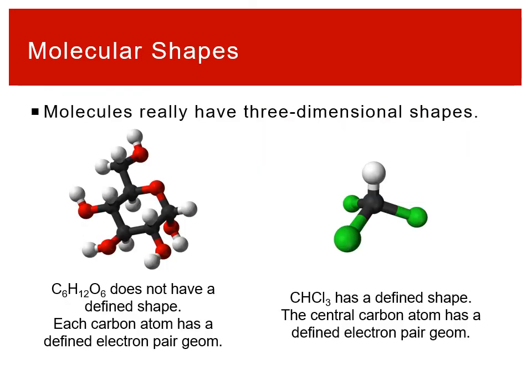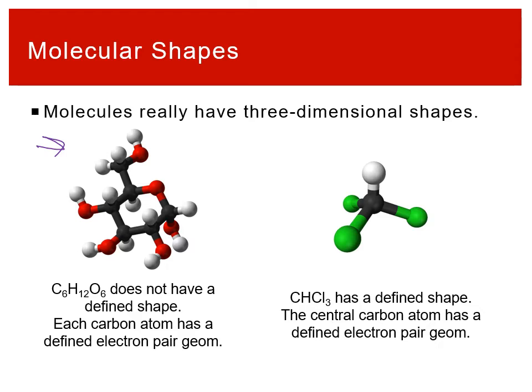So let's take a look at using this classification. I've got two molecules represented here, C6H12O6 on the left, that's glucose, and then CHCl3 on the right. C6H12O6 is quite a complicated molecule. There are a lot of atoms going in a lot of different directions. There is no defined shape for all of these atoms. Basically this overall shape is so complicated, no other molecule would have this, and we would just call it the glucose shape. That's not really useful as a naming convention because it doesn't really help us.